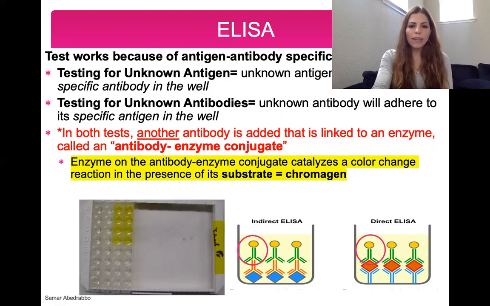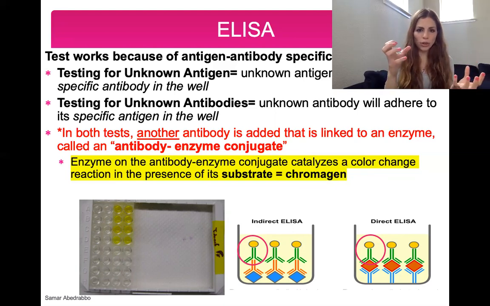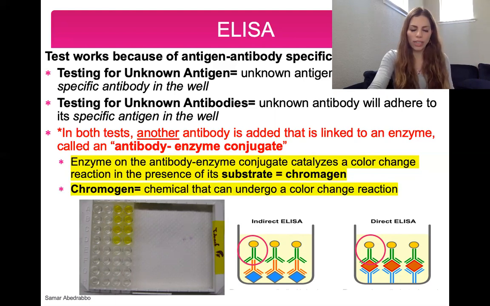This antibody enzyme conjugate will catalyze a color change whenever it sees its substrate, and its substrate in this experiment is chromogen. So every time the antibody enzyme conjugate sees chromogen, it'll do a reaction, and then you'll get a yellow color change for this experiment, for purposes of this class.